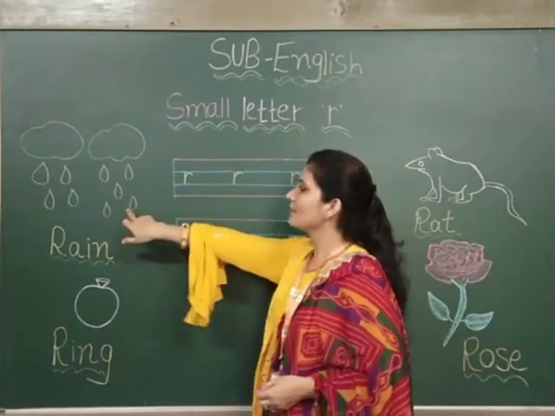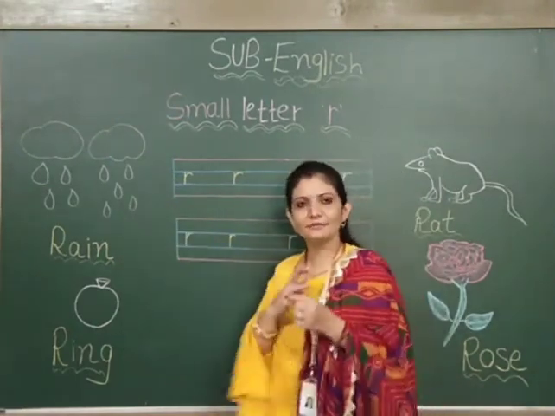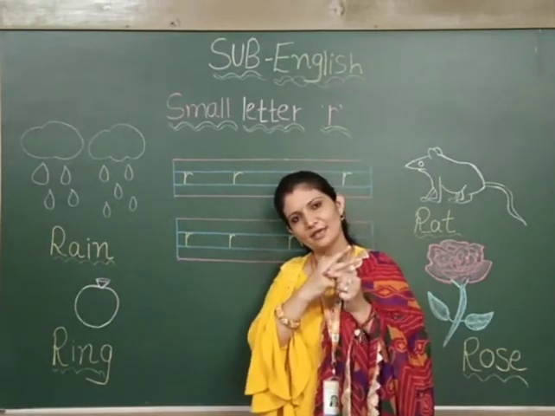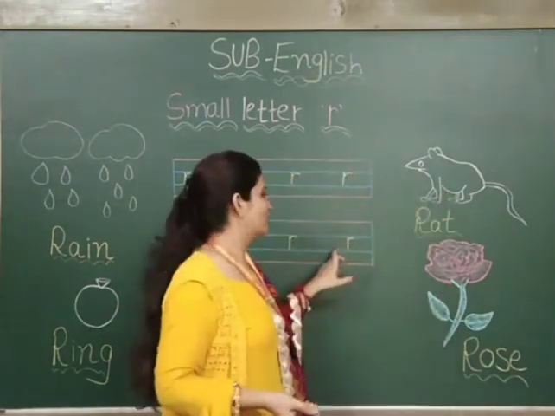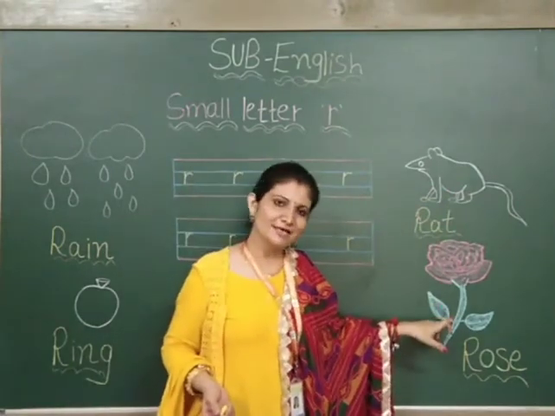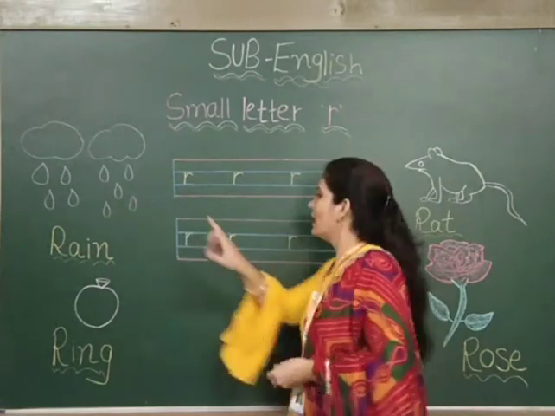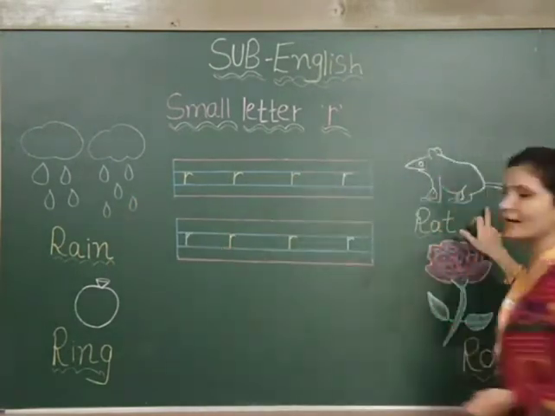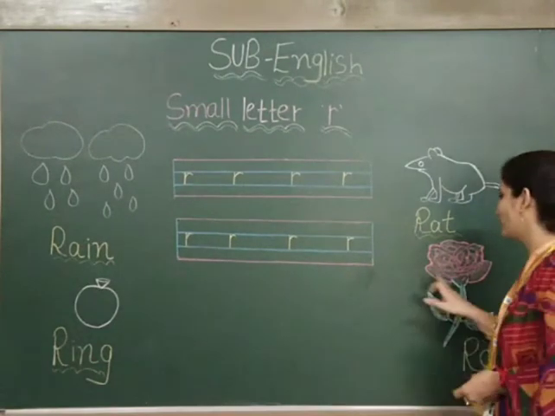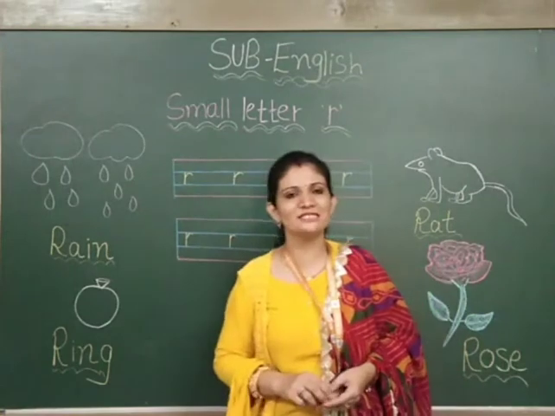R for rain. R for red. R for rose. Again. R for rain. R for red. And R for rose. I hope you understand how to write small letter R.